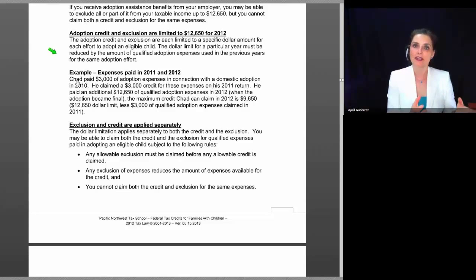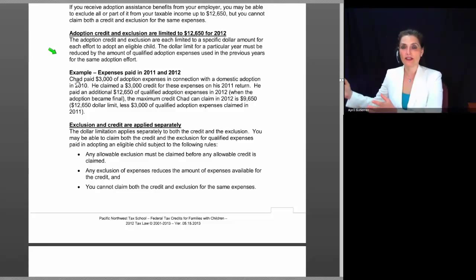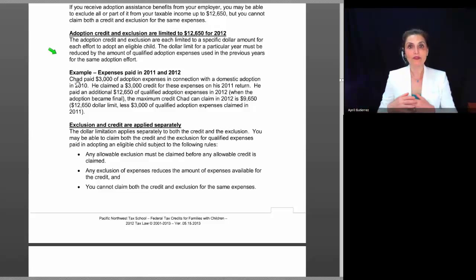And maybe after that attempt is finalized, you attempt to adopt another child and you move on to the next adoption. So for each adoption attempt, whether it legitimately is an attempt to adopt a child that ultimately ends in a successful adoption, you're going to be allowed the credit or the exclusion or perhaps both. And here's an example. Expenses that were paid in 2011 and 2012.